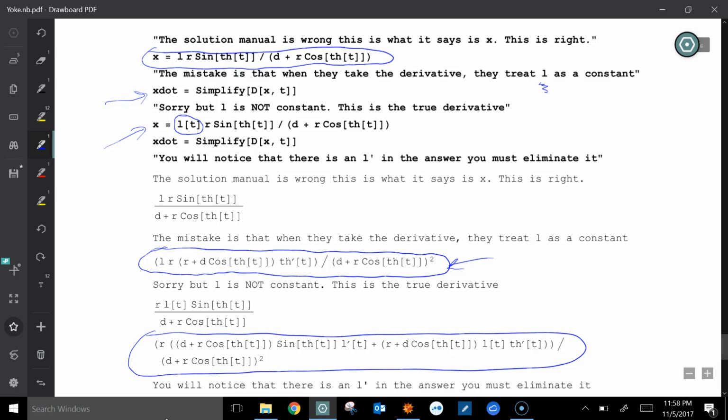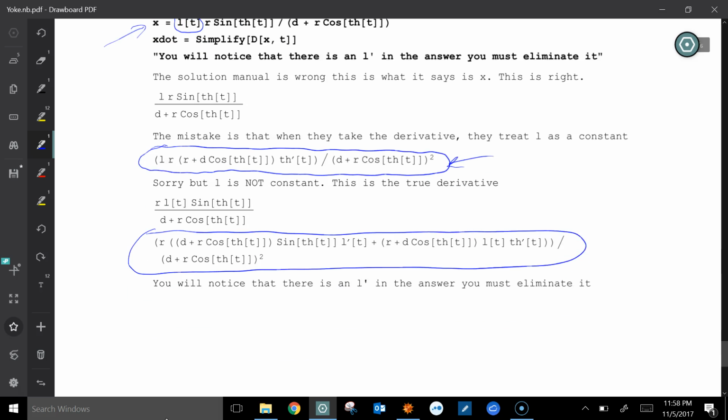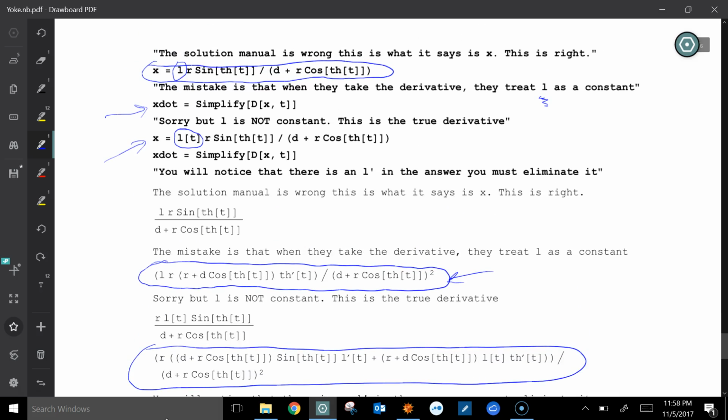Other than that one constant, everything was okay. All right. So anyway, that's the end of that one.